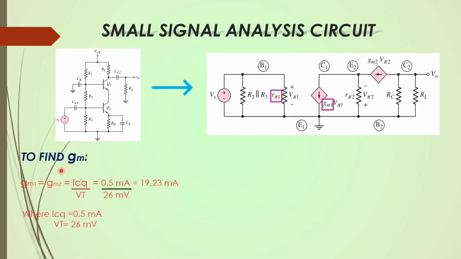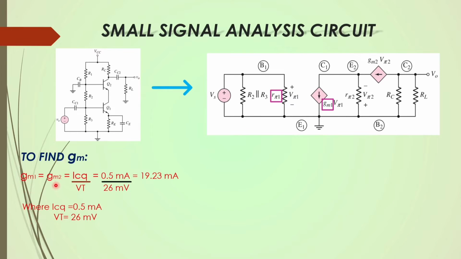Now we are going to determine Gm. We have a formula that Gm is equal to ICQ by Vt. From the theoretical calculation of DC analysis, we found that ICQ is equal to 0.5 milliampere, divided by Vt, which is a constant value of 26 millivolt. From this, the final answer we got is 19.23 milliampere per volt as the Gm value.